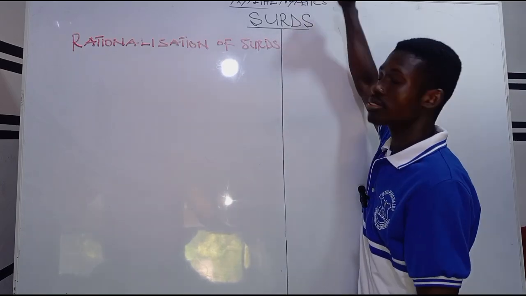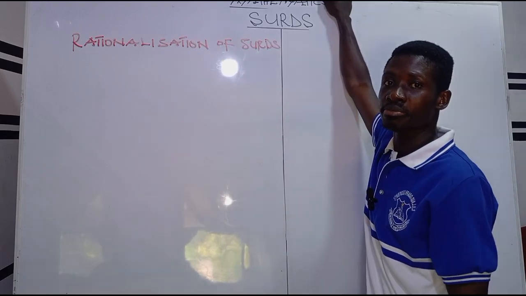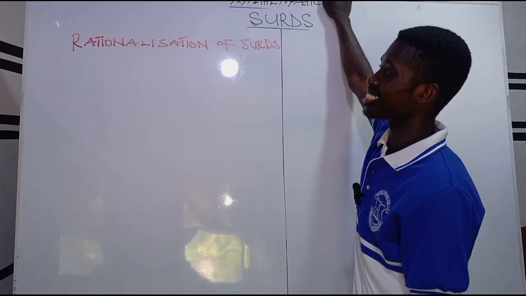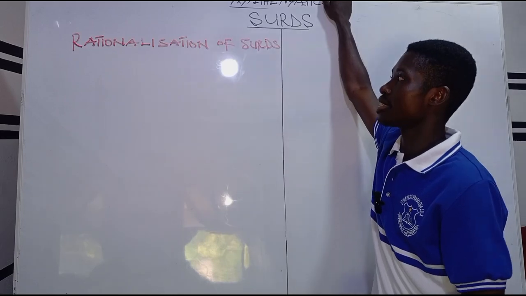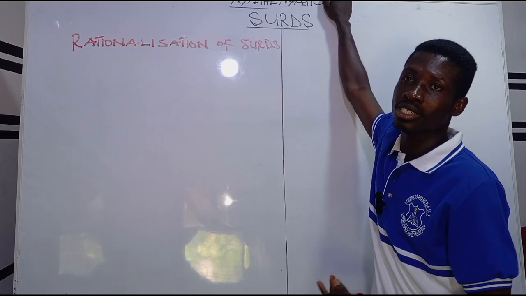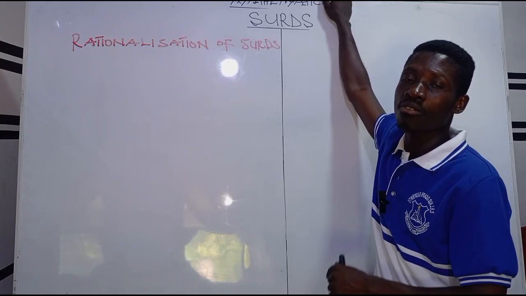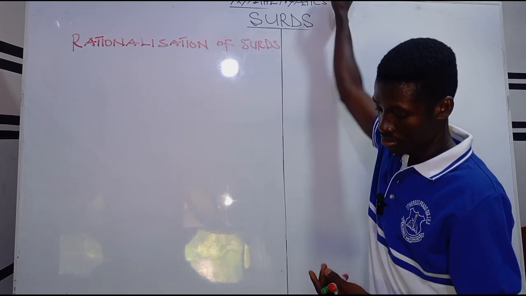Remember, we are still on set, and today we are looking at rationalization of set. Rationalization of set. Say it after me. Rationalization of set. What is it actually? So when we talk about rationalization of set, it's simply the method of removing set from the denominators of a fractional set.